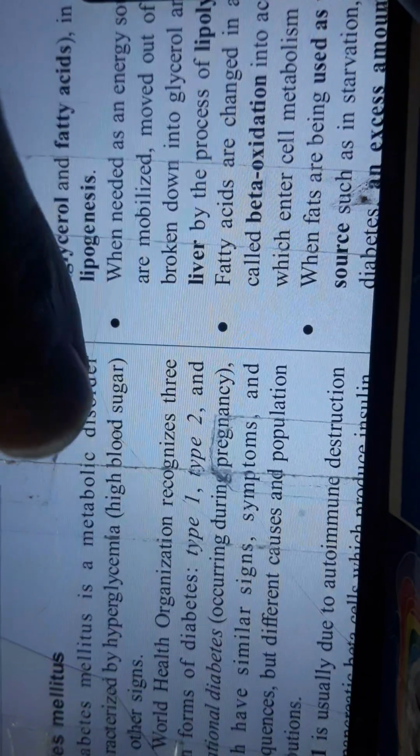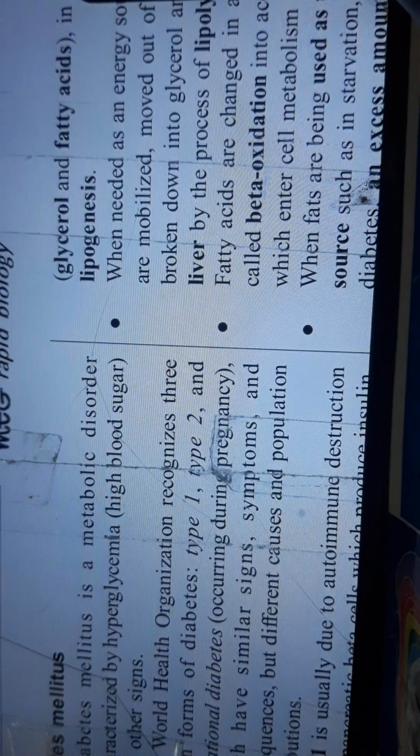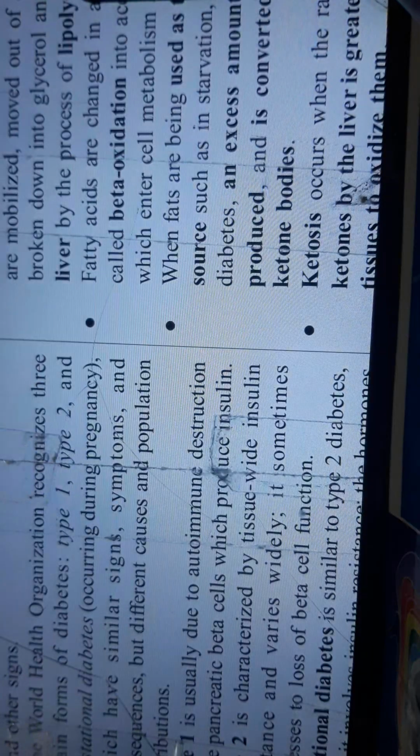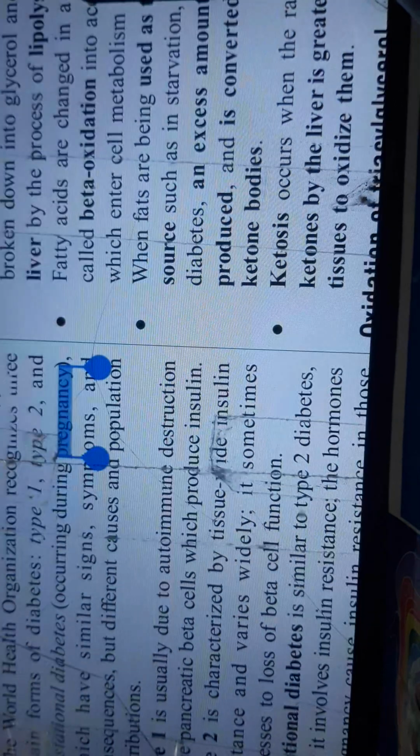Okay, we are on to diabetes mellitus. This is a metabolic disorder characterized by hyperglycemia, high blood sugar, and other signs. The World Health Organization recognizes three main forms of diabetes: type 1, type 2, and gestational diabetes.